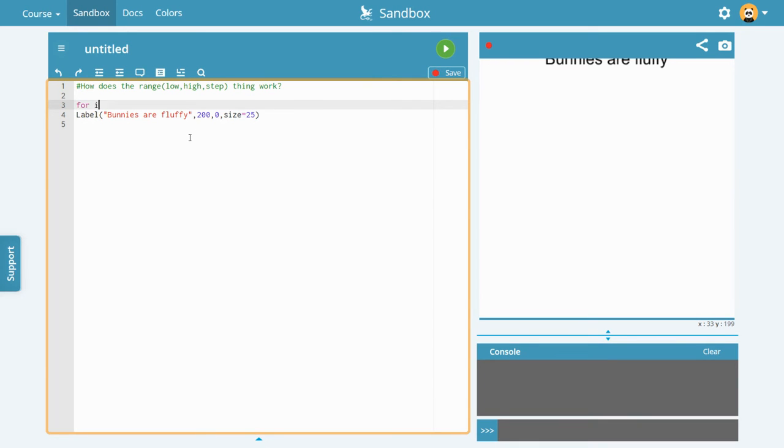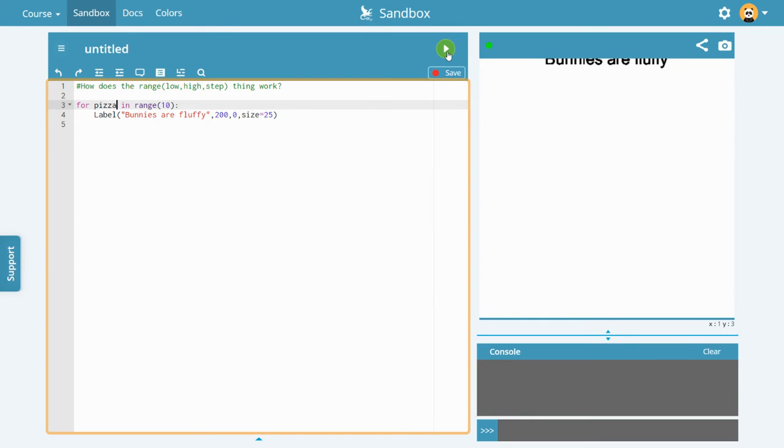You could say for i in range, and then put how many times you want it to repeat. Let's say I want it to repeat 10 times. And we need to indent this. And what's going to happen now is it's going to repeat this 10 times, and this letter i is going to change numbers each time. It's going to start at 0, then go to 1, then 2, etc., etc. And this doesn't need to be the letter i. This could be the word pizza, for example.